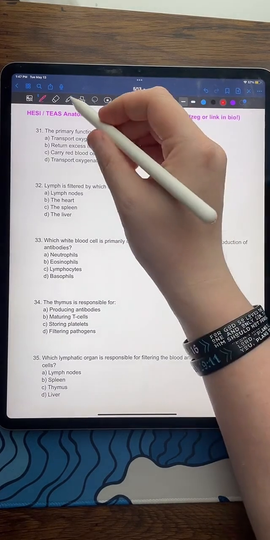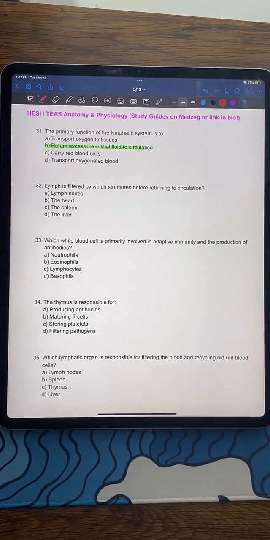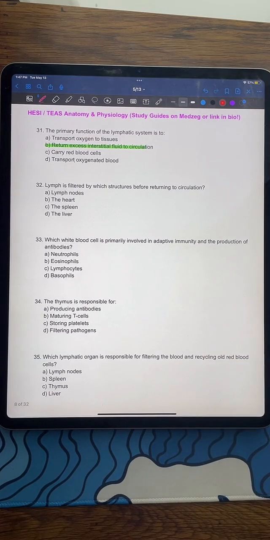The answer is B. We are going to return excess interstitial fluid to circulation. So the lymphatic system is going to collect that excess interstitial fluid, which is fluid that will leak from capillaries into tissues, and we will return it into the bloodstream, preventing swelling. 32. Lymph is filtered by which structure before returning to circulation?